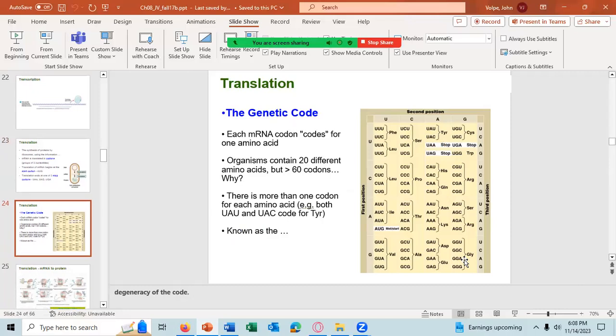All right, let's talk a little bit about the genetic code. Each messenger RNA has a codon which codes for one amino acid. Humans have 20 different amino acids, and most organisms have 20 or near that number of amino acids, but there are slightly over 60 possible codons. So how does the system work? Well, there's more than one codon for most of the amino acids.